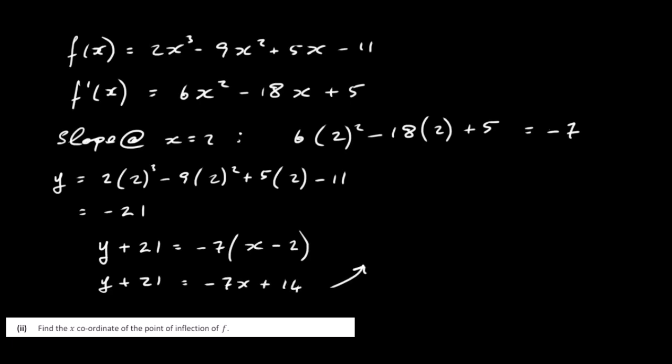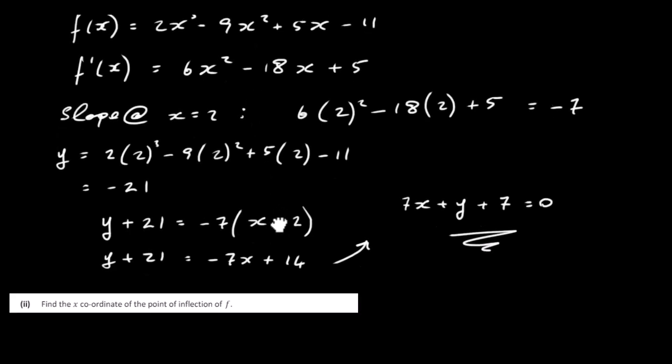Now just come up here, bring this 7x over, plus y, and then we've got plus 21 minus 14. That's going to give us plus 7 equal to 0. So this is the simplified version. They'll accept that answer because they say that you don't have to simplify. Okay, let's move on to part 2.